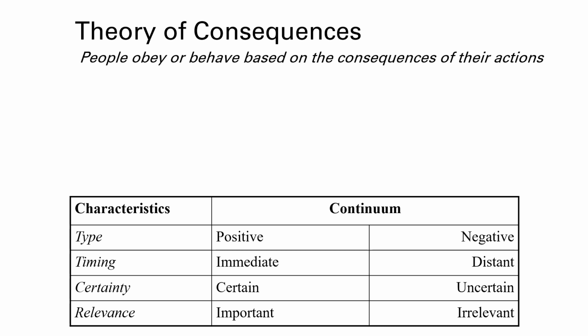There are 4 characteristics to consequences that make them more or less effective in shaping behavior. Whether the consequences are positive or negative. Immediate, giving instant feedback, or distant, giving the consequences sometime in the future. Whether the consequences are certain or uncertain, and whether they are important to the person or irrelevant.